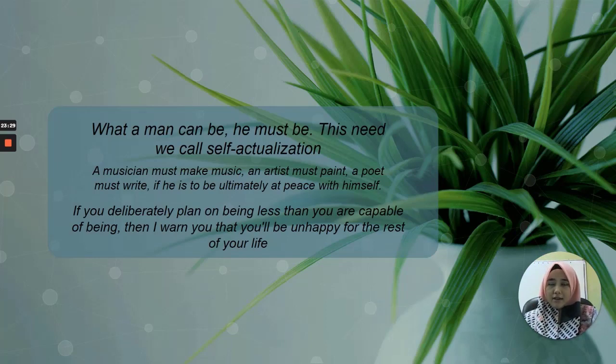So ini adalah kata-kata daripada Maslow, what a man can be, he must be, which this need we call self-actualization. So kita kena bagi pekerja, kita kena bagi pelajar, kita kena bagi orang sekeliling kita peluang untuk mereka menjadi diri mereka sendiri, the true potential of their own self. And a musician must make music, an artist must paint, a poet must write, if he is to be ultimately at peace with himself.